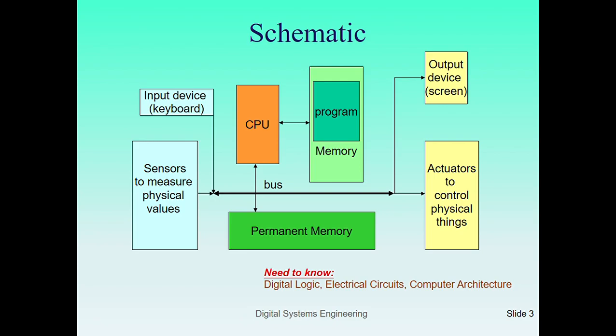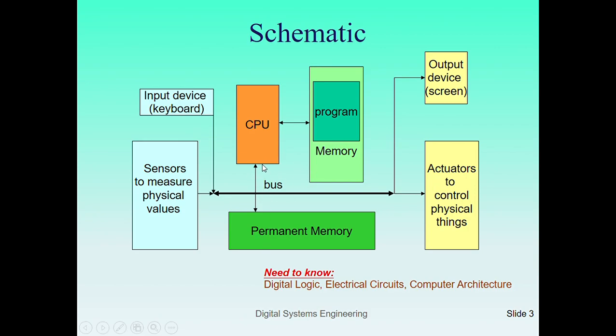So this is the possible schematic of an embedded system. Here you can see that the central processing unit, or CPU, is connected to many input output devices. These are the input devices, and these are the output devices and the sensors. The sensors are used to measure physical values, and the actuators on the output are used to control physical things.